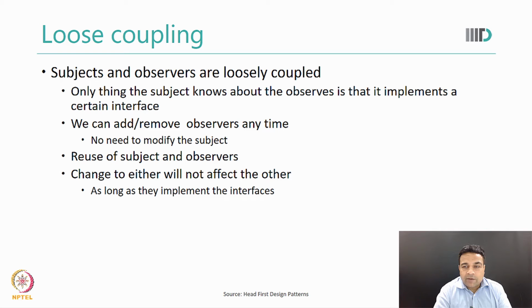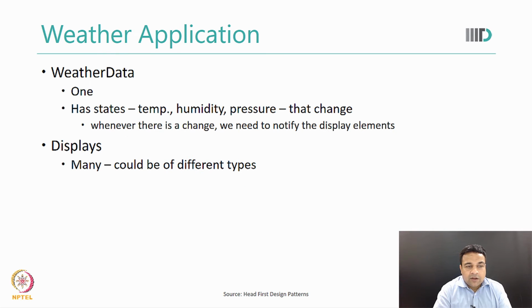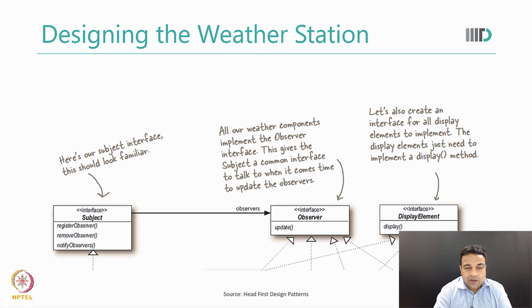Now let's go back to our weather application. Our weather data was one object that had many states: temperature, humidity, pressure that change. And this was the state in which our observers were interested. Our displays were the observers, which were many and of different types. The only thing our observers needed to implement was the update method. So that is how we can possibly design our weather station.